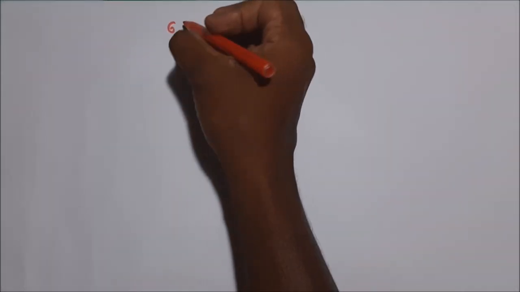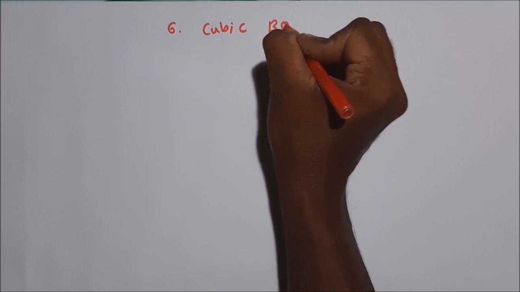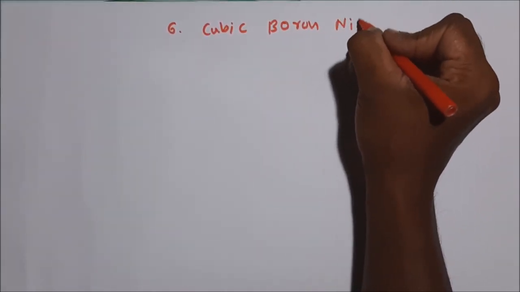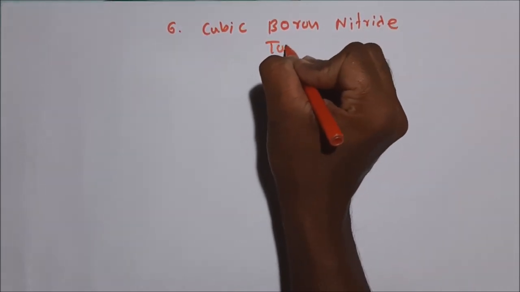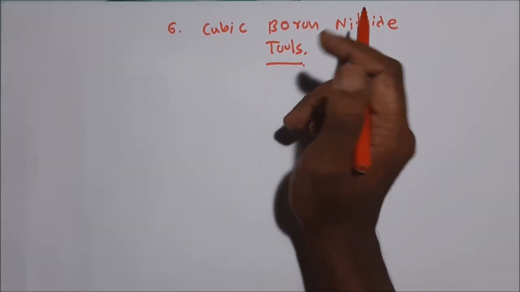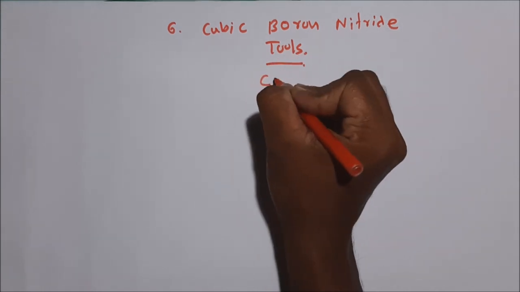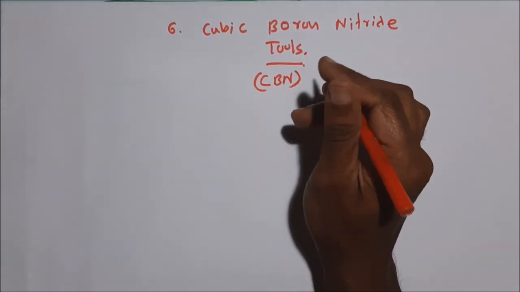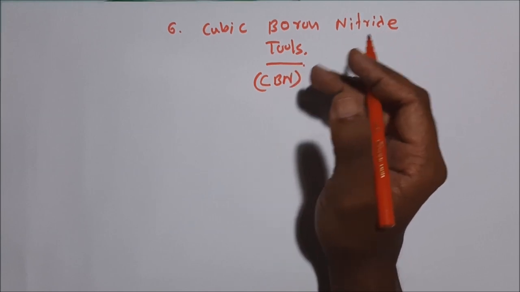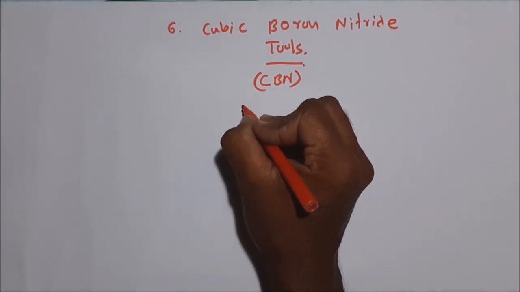Okay, then the next important cutting tool material, the sixth one, is cubic boron nitride tools. Cubic boron nitride is the second hardest material after diamond, abbreviated CBN tools. It has higher wear resistance, but it is very expensive. It is used to machine tool steel.